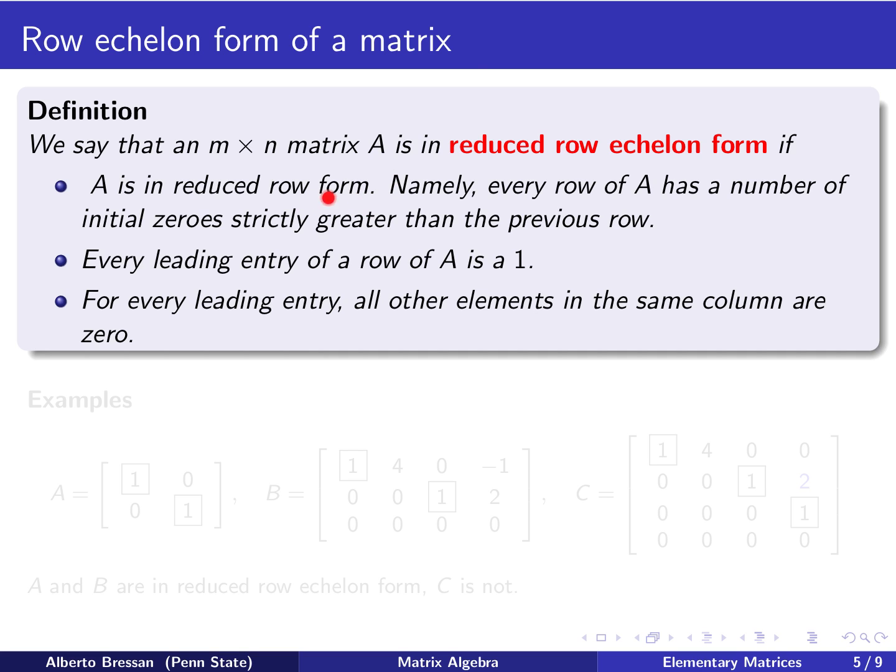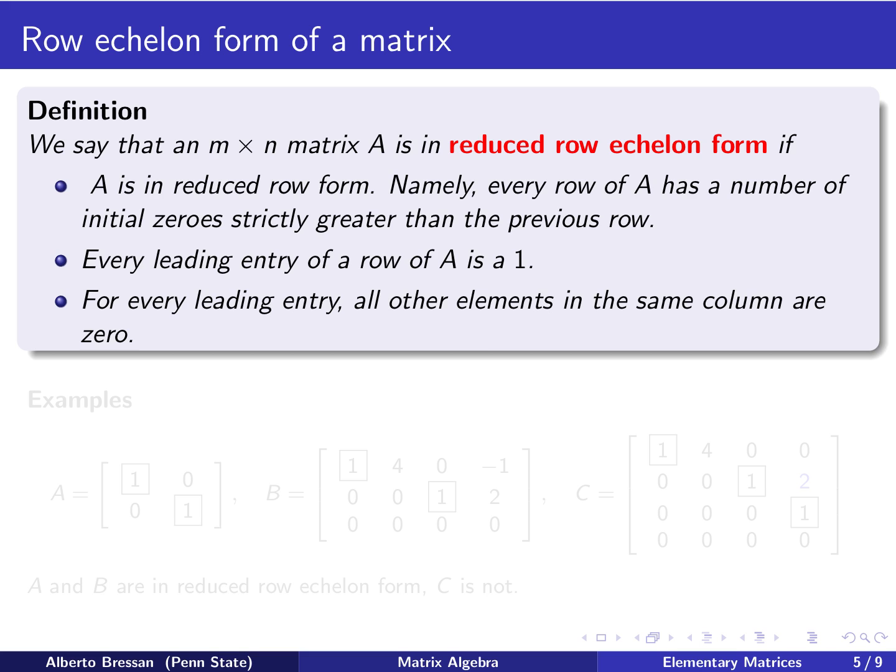So this we came across earlier. This means every row of A has a number of initial zeros strictly greater than the previous row. And number 2, every leading entry of a row of A is 1. So this is not in the simple reduced row form. This is a further restriction we put on.